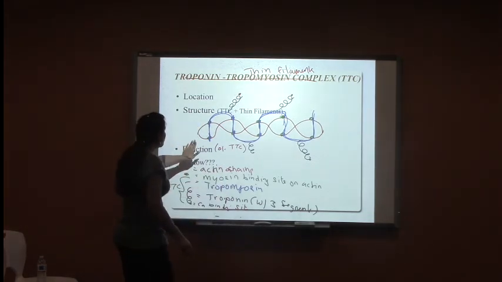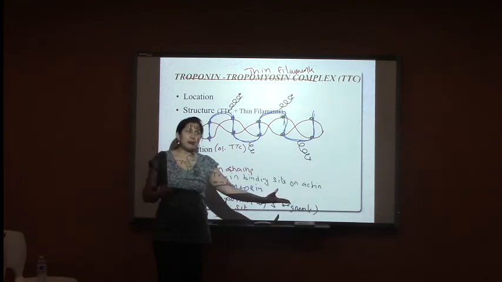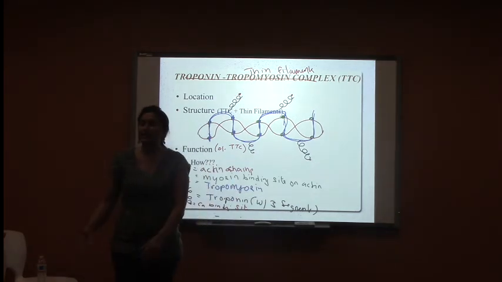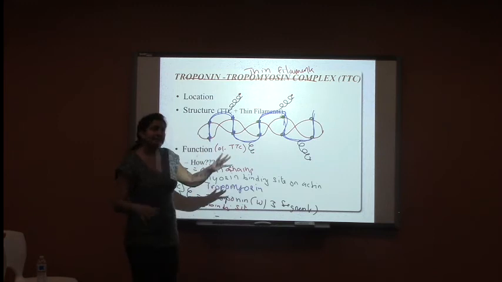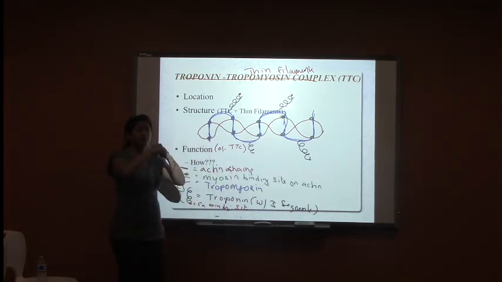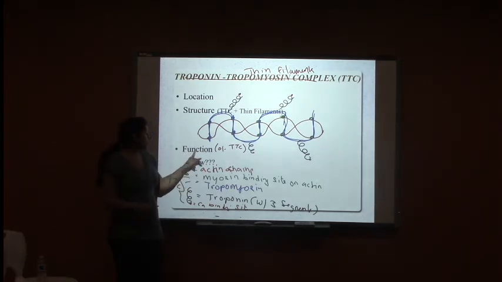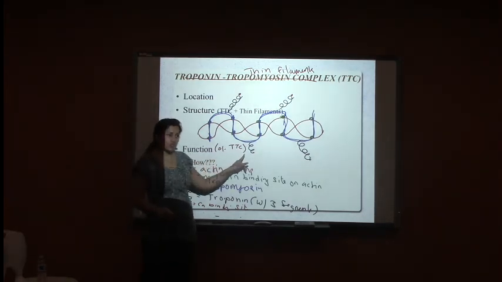It covers up the myosin binding sites, because this is where myosin would bind, right? Maybe I should have made her myosin and him actin, but the point is the TTC overlaps the myosin binding sites, closing them up. If the myosin binding sites are closed, myosin cannot come and bind them. If thick and thin filaments don't interact, there's no muscle contraction. Make sense? So the function is to prevent muscle contraction from occurring.